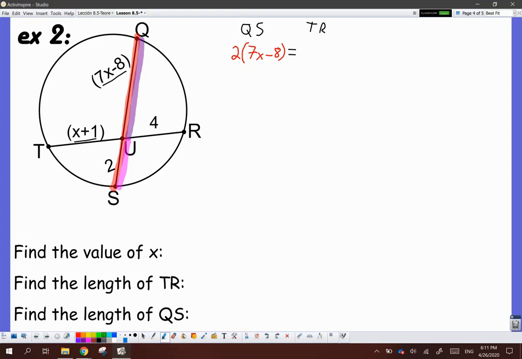So I'm going to highlight TR in green, and I'm going to identify the 2 parts of TR. So we know the point U is where they intersect. So I'm going to have one part be from T to U, and I'm going to have the other part from R to U. And that shows me that the 2 parts for chord TR here are 4 and x plus 1. So again, I'm going to write the whole number first. I'm going to write that 4 first, and then parentheses, then I have x plus 1.